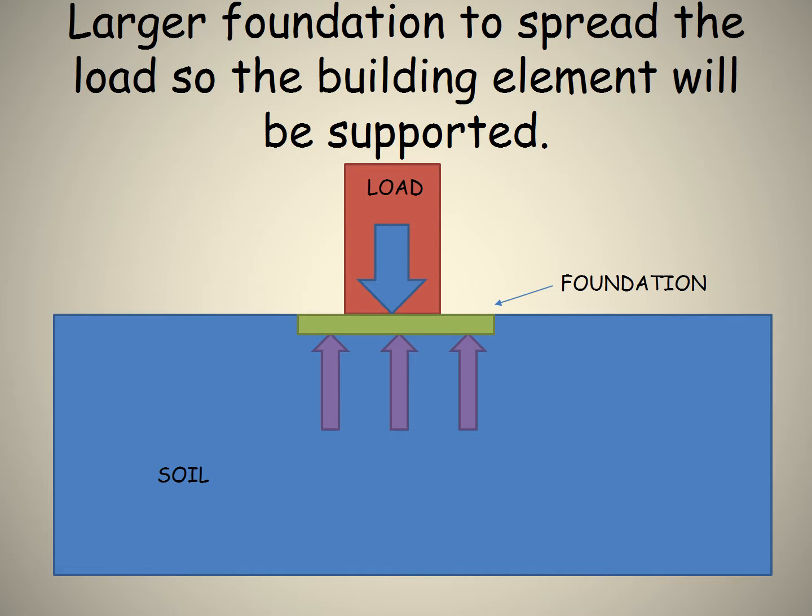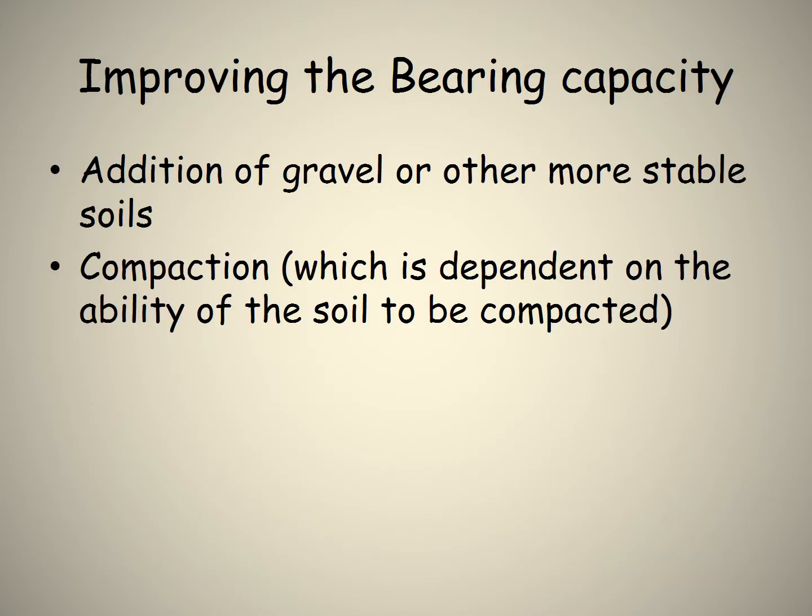So what we're going to need to do is to build a larger foundation, a larger footprint, because we know how many kips are going on that column, and so we're going to have to spread that weight out over more square feet. So we get fewer kips per square foot to be able to hold up that load. In order to improve the bearing capacity, we can also add additional gravel or more stable soils. And we can also do compaction, which is dependent on the ability of the soil to be compacted. Some soils compact better than other soils.